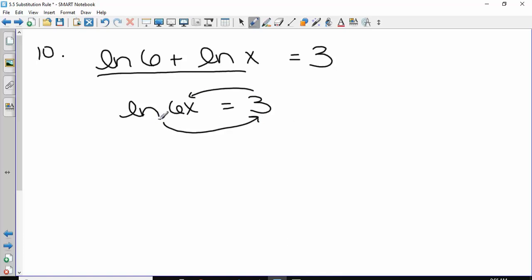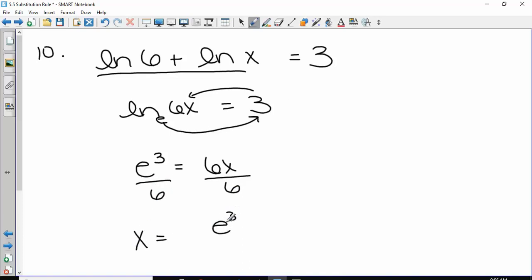The base of a natural log is e, so this means e to the third power equals 6x. So then to get x by itself, you just divide by 6. So again, you can give me this for your answer, or if you plugged it in, it's 3.3476. I will accept either one on your test.